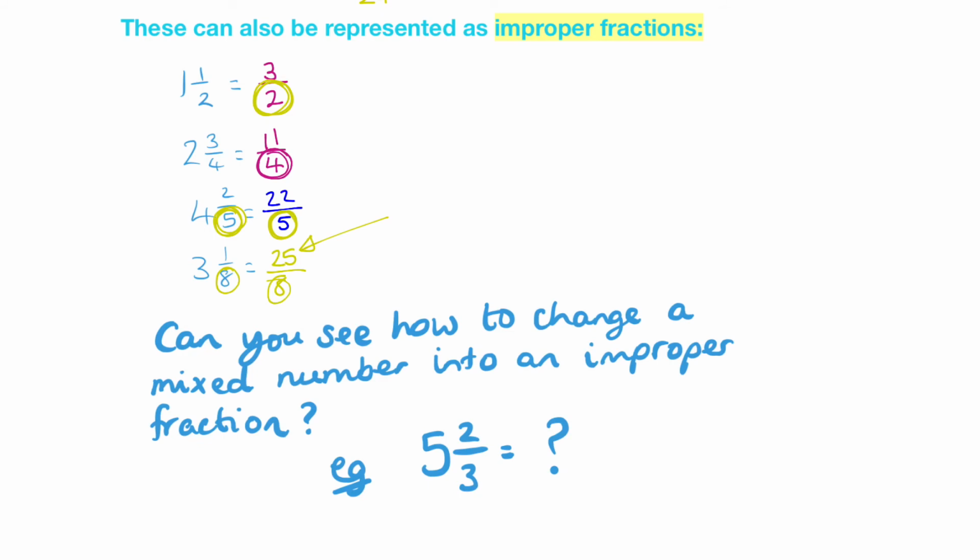So, the way to change a mixed number into an improper fraction is, we look at this whole number first. That's how many whole pizzas or whole chocolate bars we've got. And you imagine each one of those is split into 3 pieces. If each one is split into 3 pieces and we've got 5 of them, that means we've got 5 times 3, so we've got 15 thirds in our whole ones. And then we've got another 2. So 5 times 3 is 15, and another 2 makes 17.